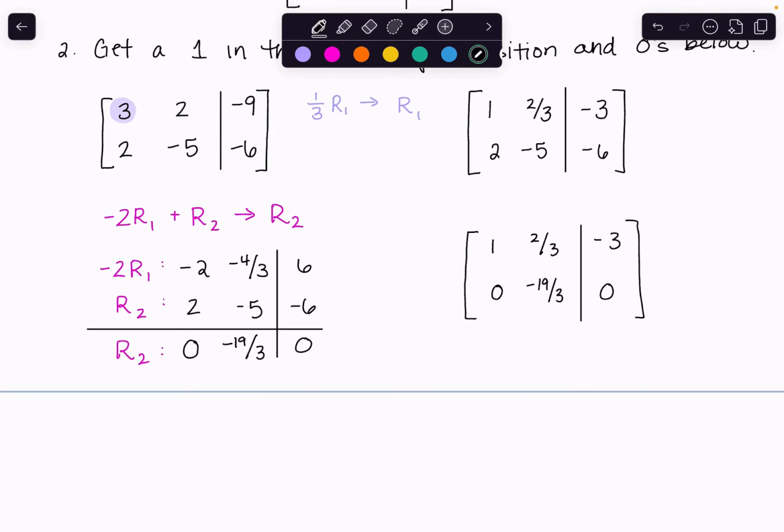Then our third step is, again, I want to put this in a very specific form where I have 1s and then 0s. So I have to turn this next spot into a 1. So we get a 1 in the next diagonal position.